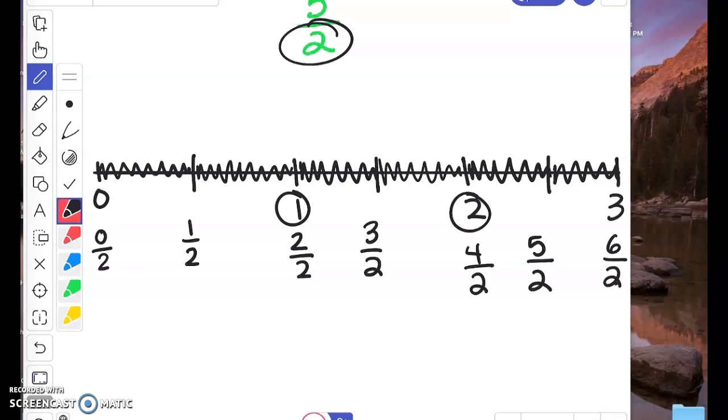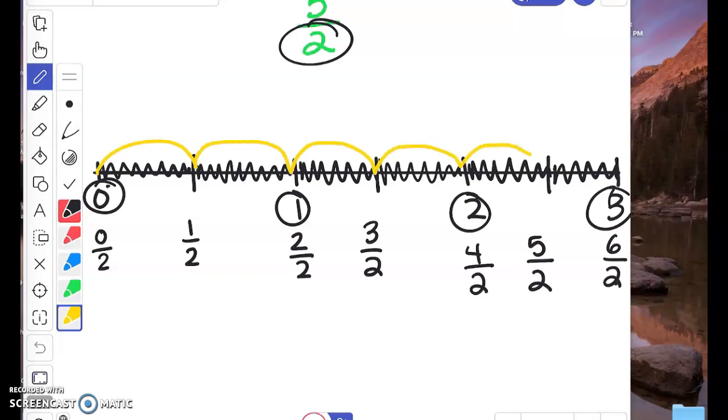Because 6 divided by 2 equals 3. So those ones are my whole numbers. So if I need to find 5 halves, that's 1/2, 2 halves, 3 halves, 4 halves, 5 halves is right here.